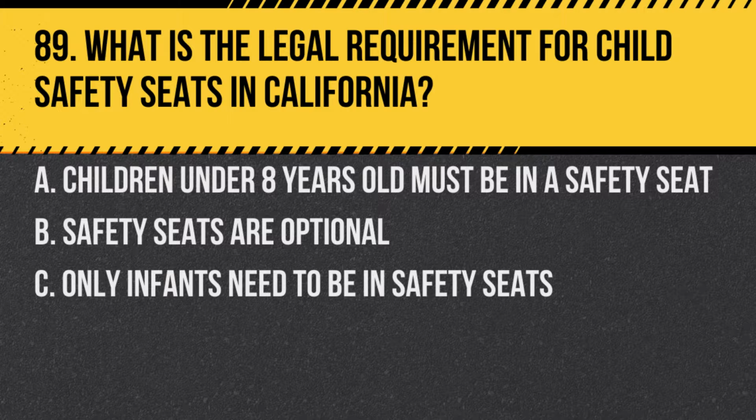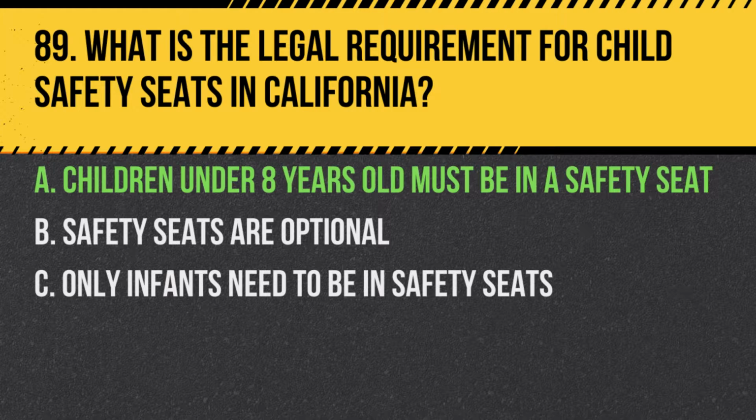Question 89. What is the legal requirement for child safety seats in California? A. Children under 8 years old must be in a safety seat. B. Safety seats are optional. C. Only infants need to be in safety seats.